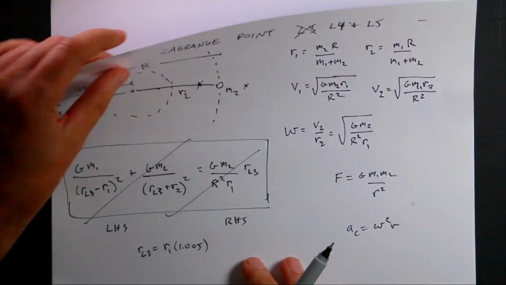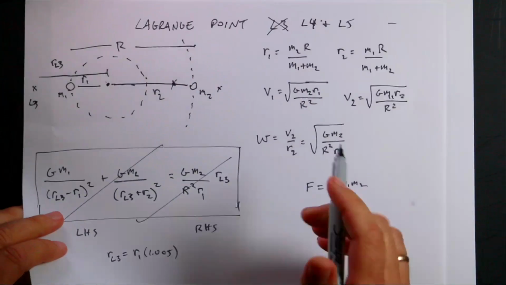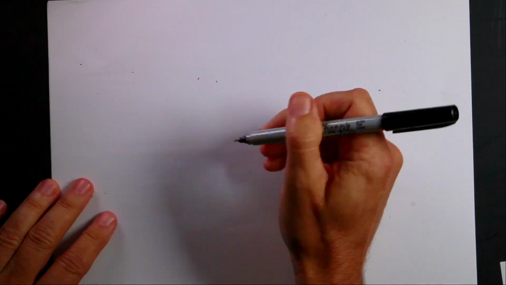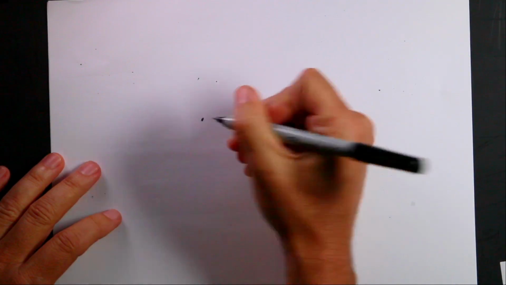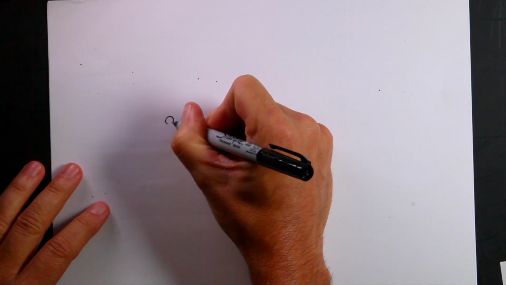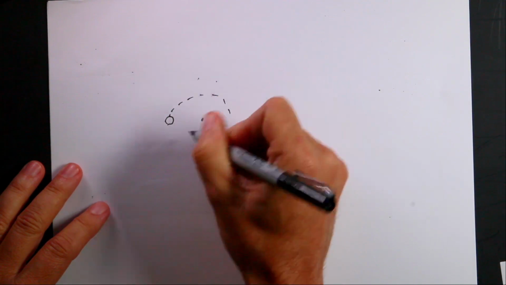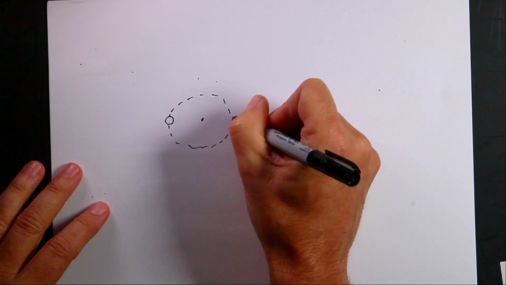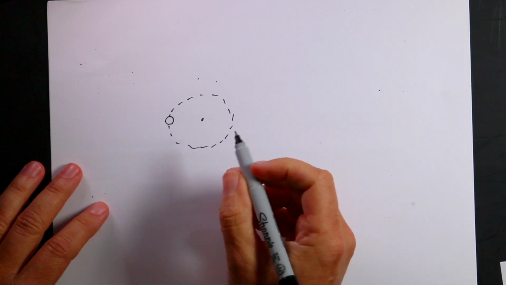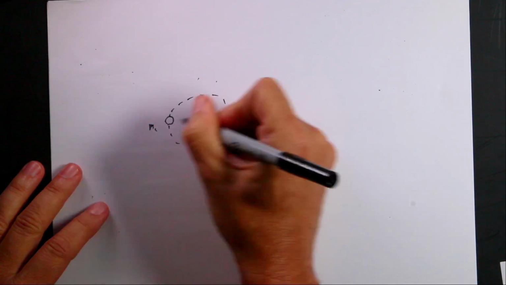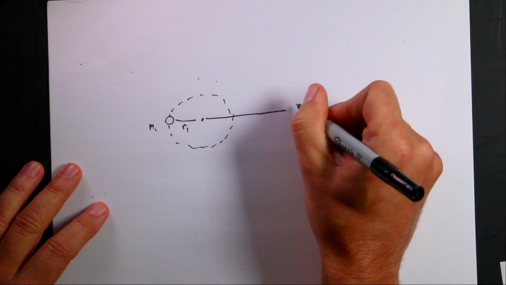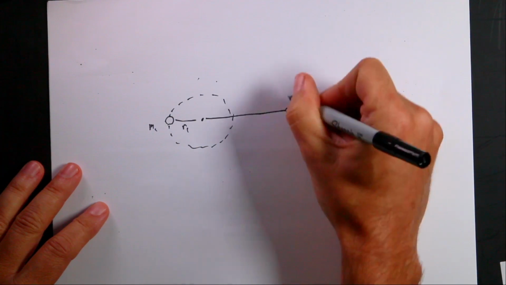So let's draw a new picture. I wanted to start with this because I didn't want to rewrite these things. Okay, so here is, and I'm doing an exaggerated view, right? M1 is, if it was the Earth and the Sun, the Sun is M1 and essentially at the center of mass because the Earth is so puny. So this is M1, and this is R1. And then here is R2, and that's M2.